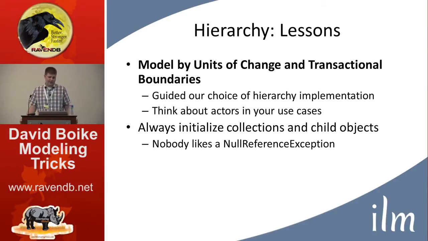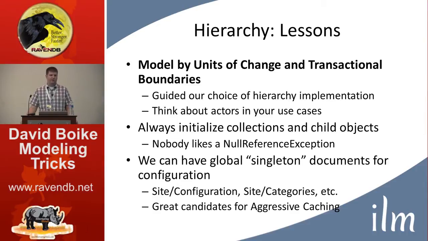Also, always initialize collections and child objects. This is my personal rule because nobody likes a null reference exception. And also, we can have global singleton documents for configuration. When I'm helping people start with Raven, for some reason, they're hardwired into this collection name/ID, and that's the only thing that can work. But we can have just site/configuration. It can be like one document where we store all the PayPal keys and the stuff we don't want to have in our source code. That's also great candidates for aggressive caching.